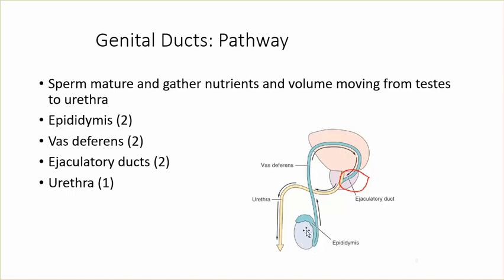So there's 2 testicles, 2 epididymi, 2 vas deferens, 2 ejaculatory ducts, and then the ejaculatory ducts dump into the urethra. The urethra is the tube that's used for the urinary system when you're peeing, and the reproductive system when you are ejaculating.